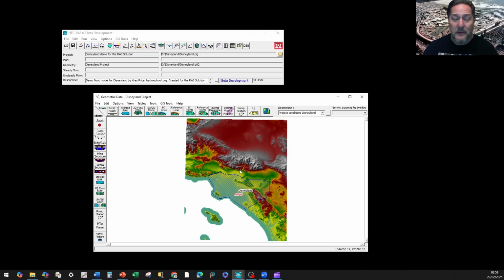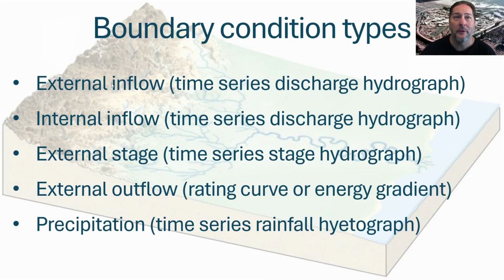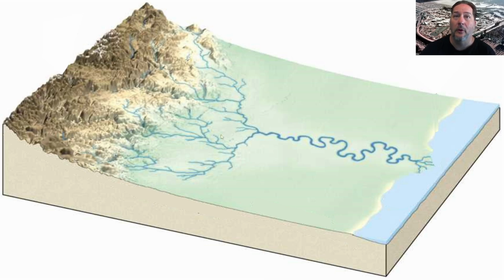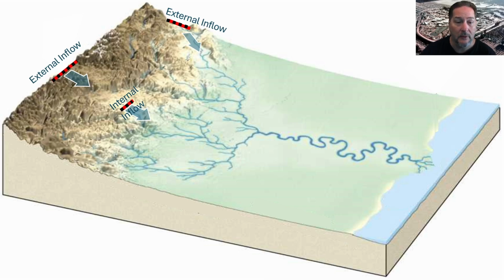So we're going to choose some of the locations for our boundary conditions to put into the geometry file here. And I thought we'd start by just dealing with 5 of the most common ones. So we've got an external inflow, internal inflow, external stage or water surface elevation, external outflow, and precipitation. So applying these to an artist's rendition of a terrain surface here, we've got some external inflows that could come in from anywhere along the outside perimeter. These have to be positive into the system. The internal inflow, on the other hand, can either be in or out. You can bring flow into the system or suck flow out of it.